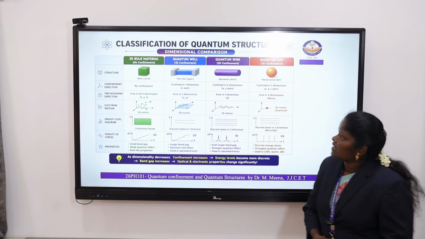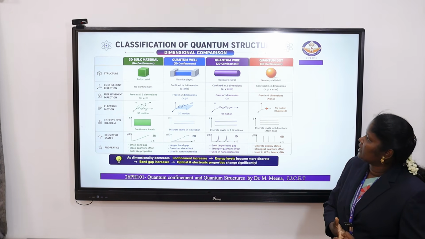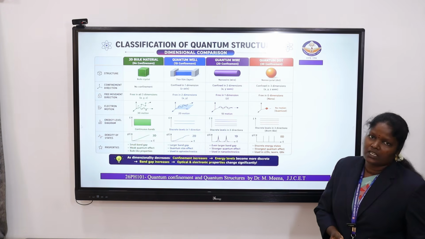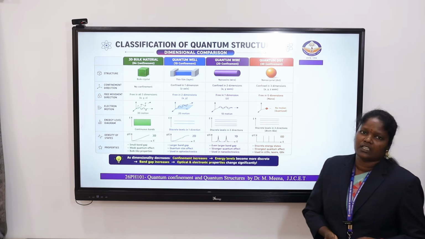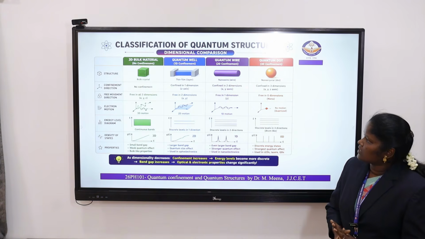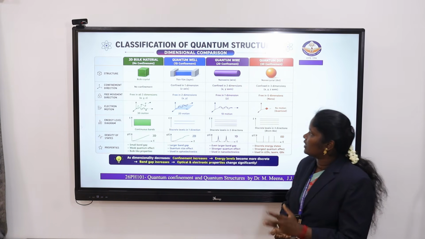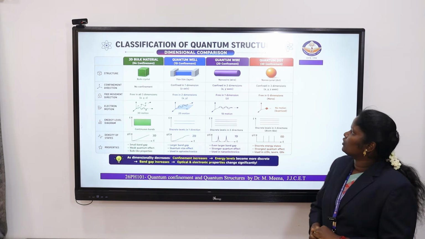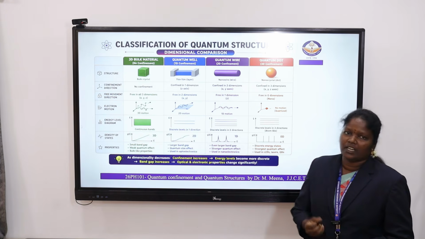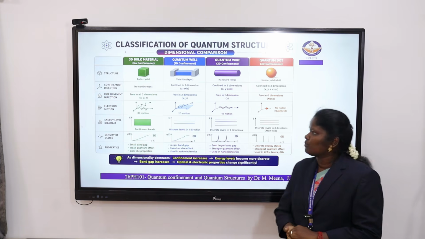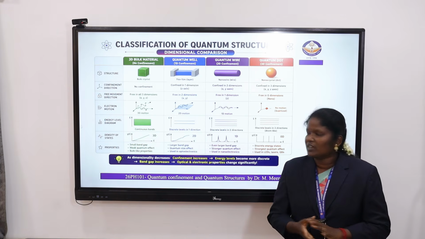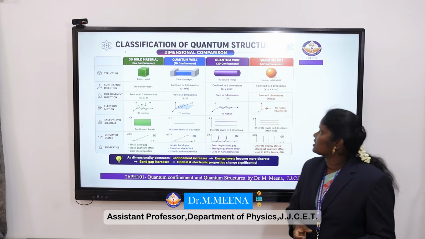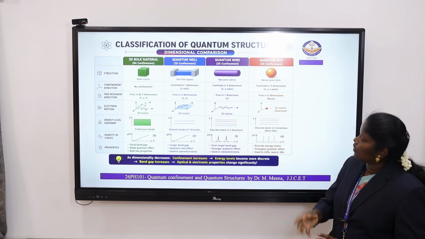Classification of quantum structures. Bulk materials are 3D. Then quantum well has 1 dimension confined, quantum wire has 2 dimensions confined, and quantum dot has 3 dimensions confined. For confinement direction, bulk materials have no confinement, quantum well is confined in 1 dimension, quantum wire in 2 dimensions, and quantum dot in 3 dimensions. For free movement, bulk materials are free in all 3 dimensions, quantum well is free in 2 dimensions, quantum wire is free in 1 dimension, and a quantum dot is free in 0 dimensions.